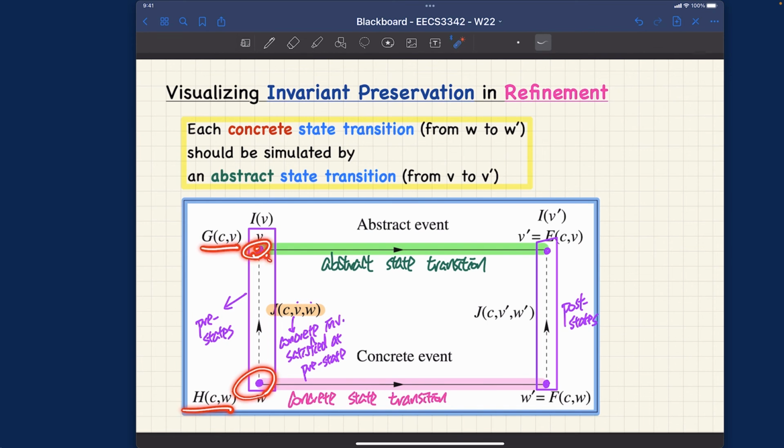So you can think about it as simultaneously taking the concrete transition and also the abstract transition as well. And now we arrive in two post states, the abstract post states and also the concrete post states. And we have to make sure that the same concrete invariance will still be maintained in the post states, right? That's what we want to make sure. That's exactly what we're proving in the second part, right?